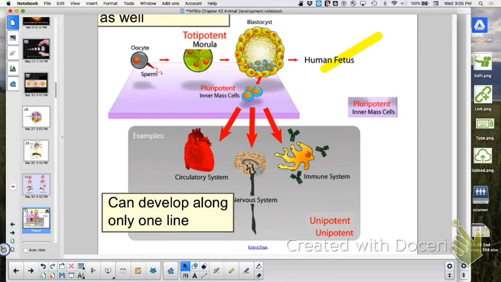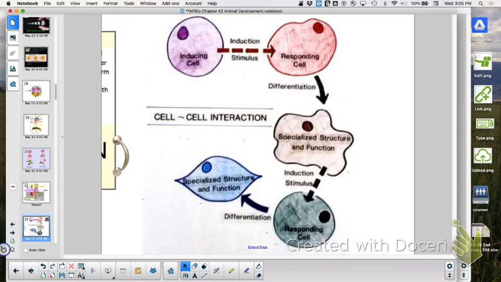We don't do any de-differentiation. We're not like, what was that movie? Deadpool. Yeah, we don't Deadpool, okay? And so it's become too specialized at that point. We know Deadpool.